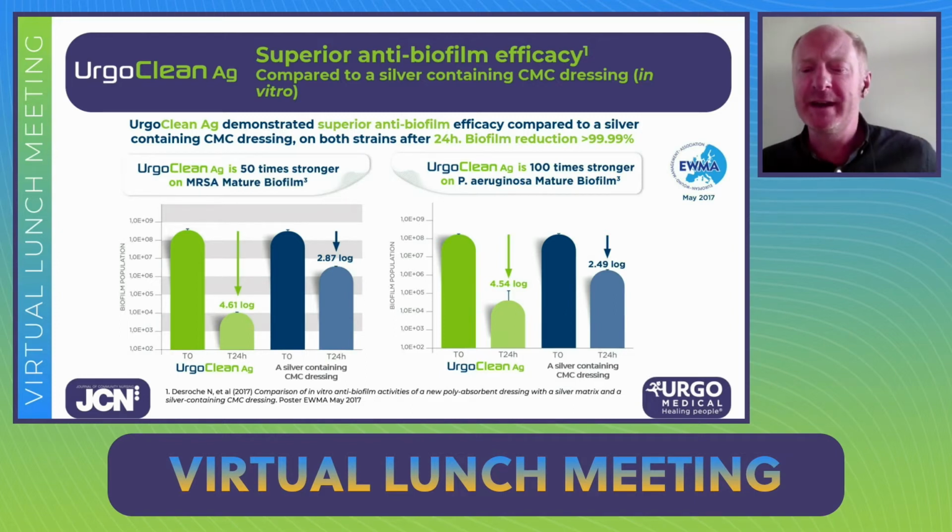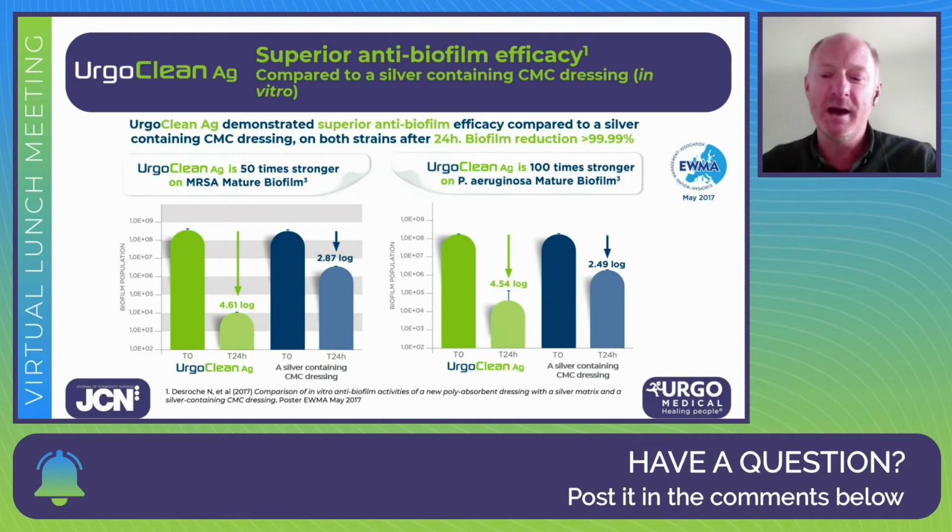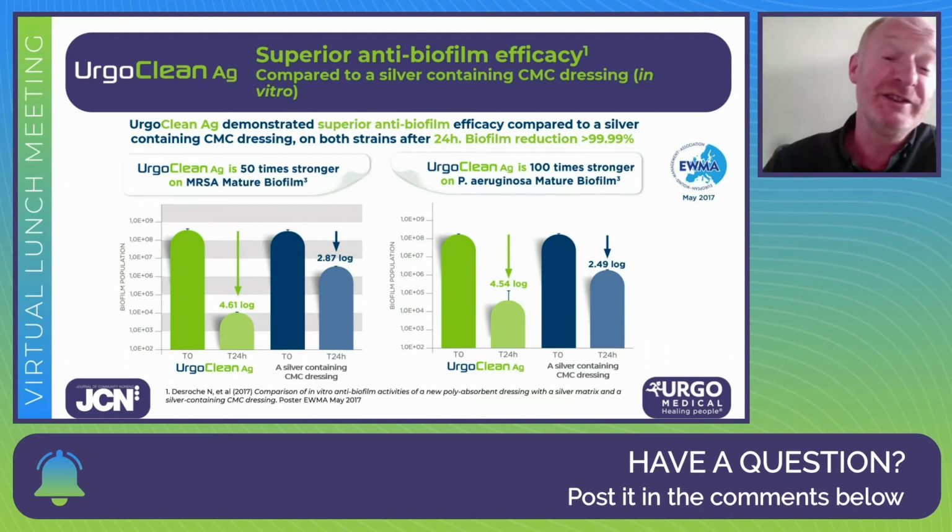So let's have a look at some of the clinical evidence for UrgoClean Ag's ability to remove biofilm. Well, in just 24 hours, UrgoClean Ag has been shown to be 50 times more effective than a gelling CMC dressing on MRSA mature biofilm and 100 times stronger on Pseudomonas mature biofilm. Again, this is significant as it means that you'll see quicker results and you'll get the wound back to healing sooner and your patients back to living their lives again sooner as well.